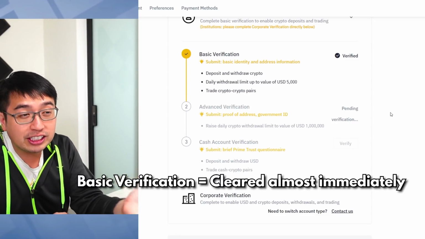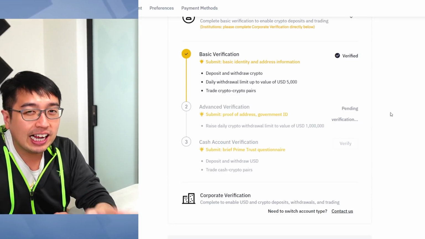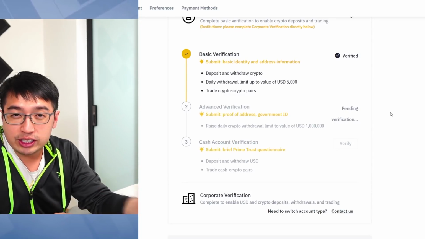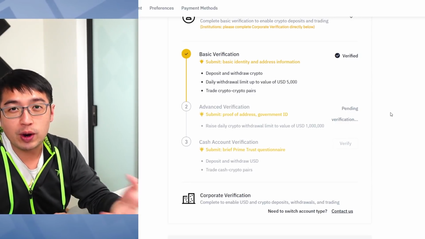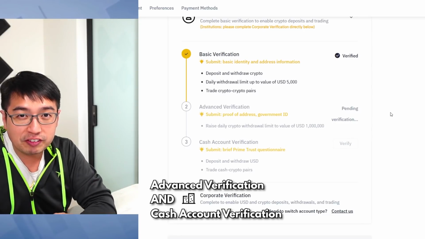With basic verification, you're free to start using Binance.us, as long as you already have cryptocurrency to send to your account. If you need to do an ACH transfer or wire money to fund your account that way, you will need advanced verification.